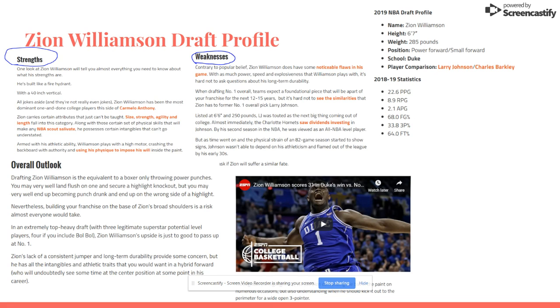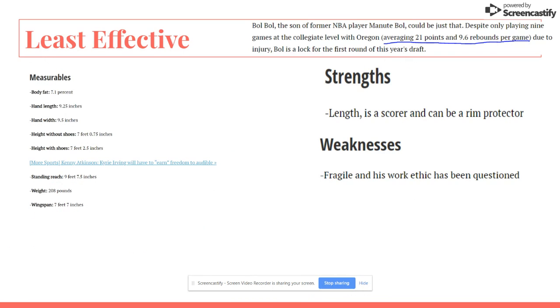Secondly, we have an example of Zion Williamson's draft profile. Same as Ja Morant's profile, it starts off by showing the biometrics of the player, their position, a player comparison, and then it moves on to the strengths and weaknesses of the player, what the player is capable of, what the player needs to improve in, and finally, it moves on to a highlight video and then ends with an overall outlook. These two examples are the most effective when looking at draft profiles because they go in depth with the player, allowing teams to get better knowledge about a specific player.